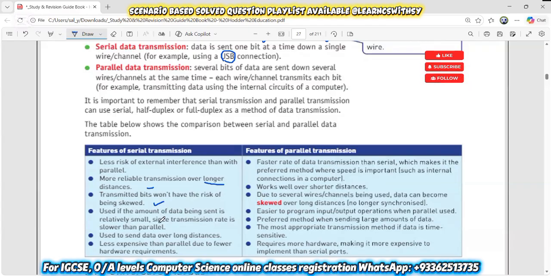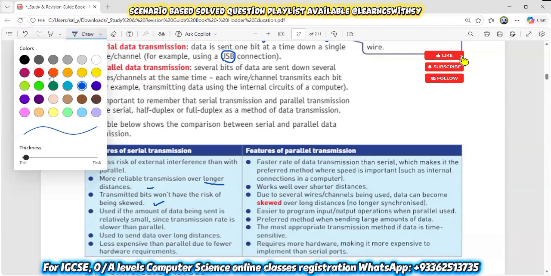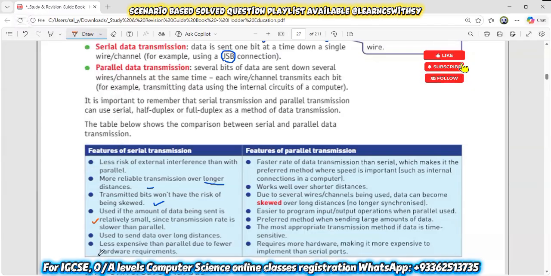Used if the amount of data being sent is relatively small, since the transmission rate is slower than parallel. So you can see this being slower is basically a disadvantage. Used to send data over long distances, that is again a feature. For example, if they say explain, then you can mention it is used to send data over long distances. Less expensive than parallel is again an advantage.